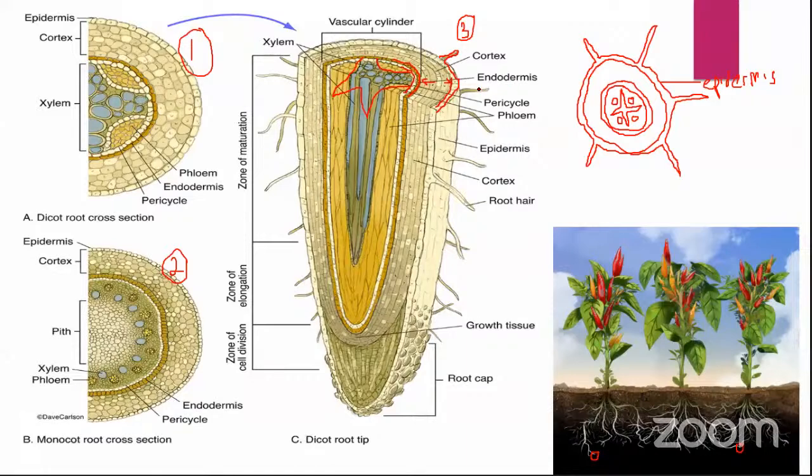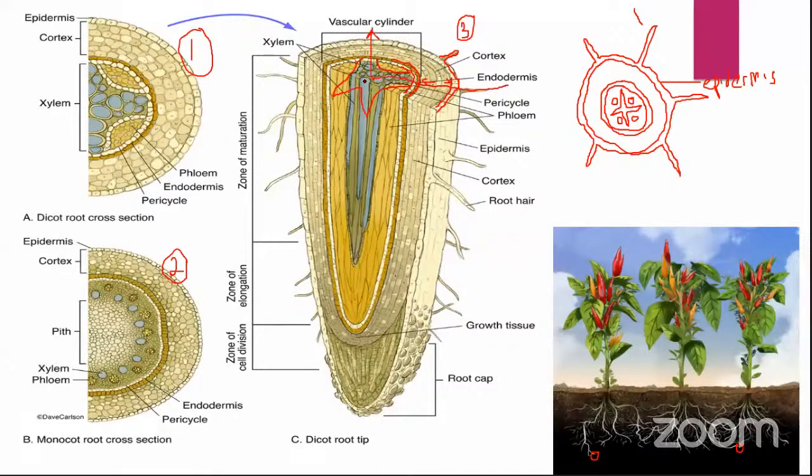They are absorbed via the root hairs. They go through the cortical cells. They cross the endodermis. They enter the pericycle until they reach the xylem, and then they are moved up the plant.